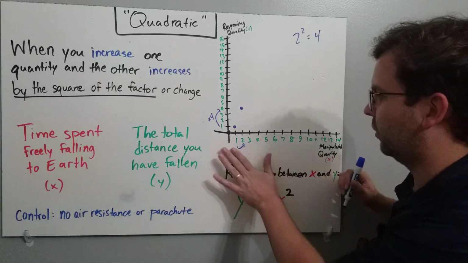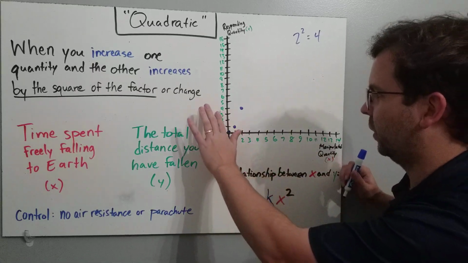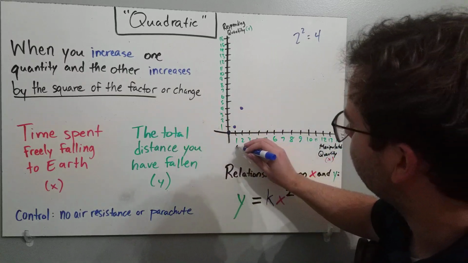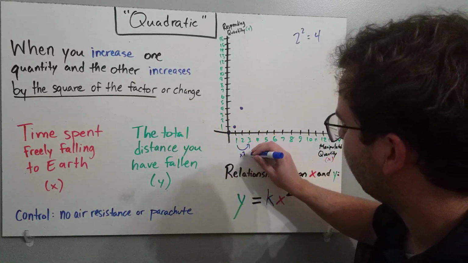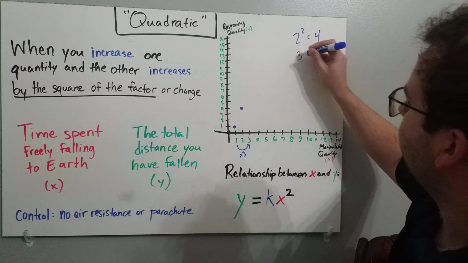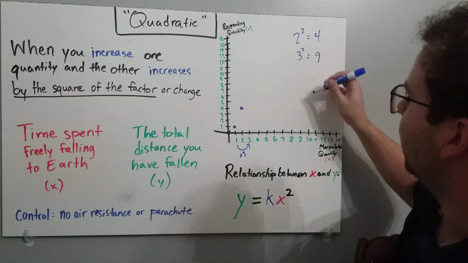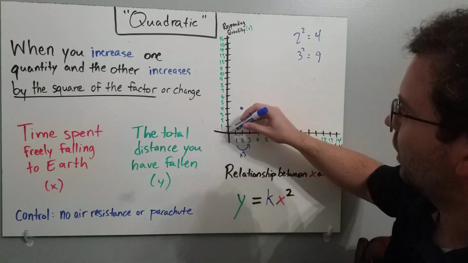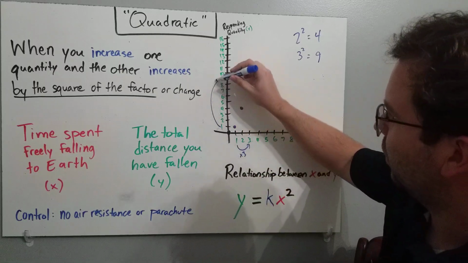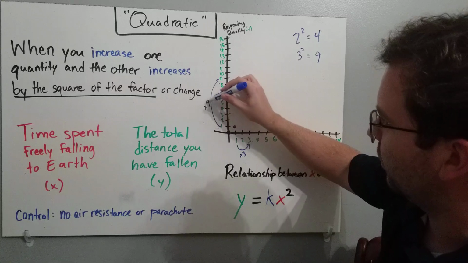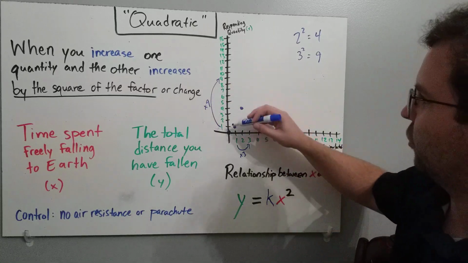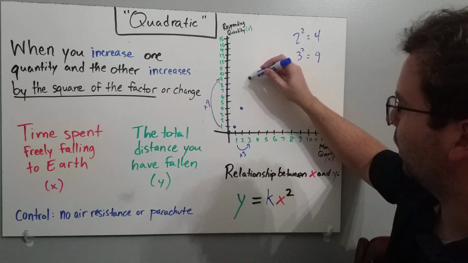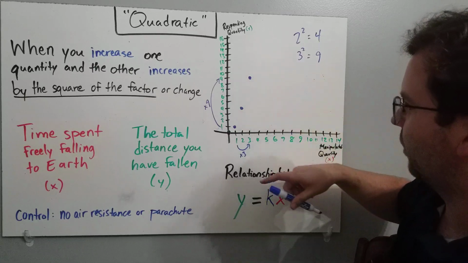All right, let's take it another step further. Let's say now you've fallen for 3 seconds, or you've increased from 1 to 3. Well, 3 squared is 9. So if you've fallen for 3 seconds, now you're going to have times 9 to represent the distance you've fallen. And so that's a big jump. We're getting into the exponential range here. So we're increasing quite a bit, quite fast.